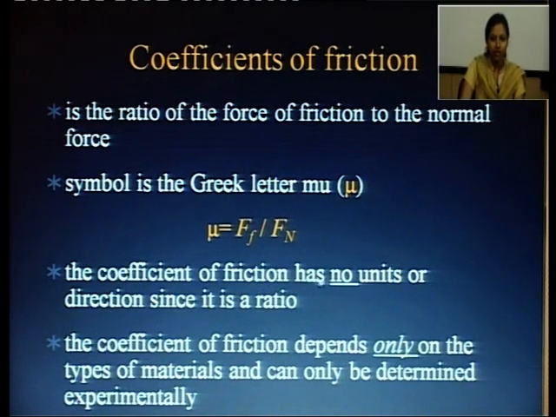The coefficient of friction has no units because this is also a force and this is also a force. Force upon force has no units. So the coefficient of friction has no units or direction, since it is a ratio of these two forces. Next, the coefficient of friction depends only on the type of material and can only be determined experimentally. We cannot measure this mu theoretically. It can only be measured experimentally, from the ratio of these two forces.